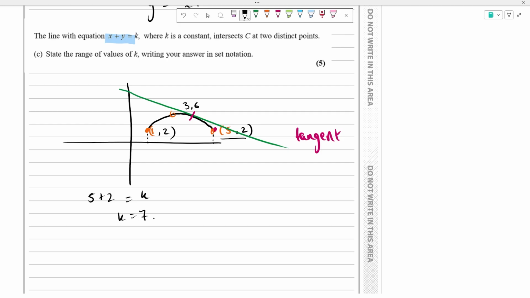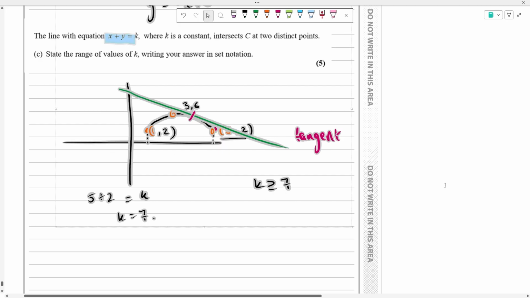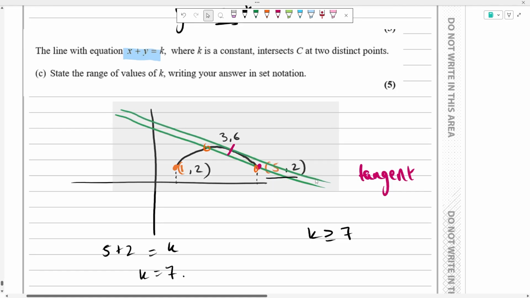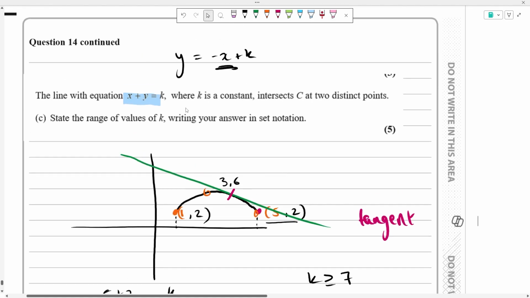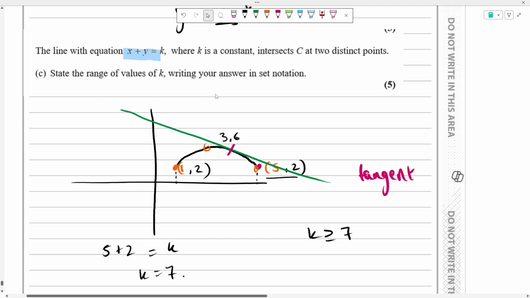That's our first value, or first inequality. k has to be bigger than or equal to 7. That's when your line is intersecting (5, 2), and it causes those 2 points to be intersecting. Now to work out the tangent, how do you work out the tangent? Well, we have a quadratic and we have a straight line graph. What we can do is equate them together and potentially use the discriminant.